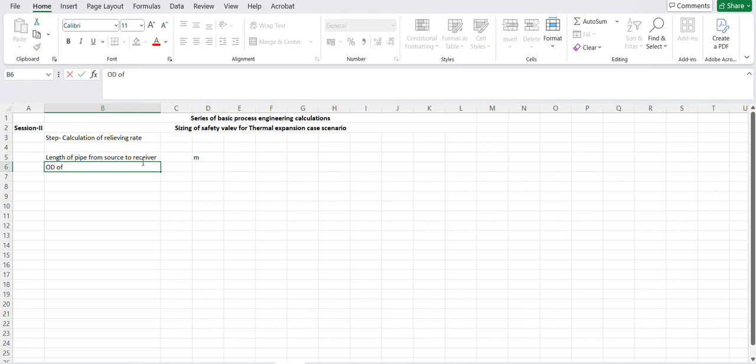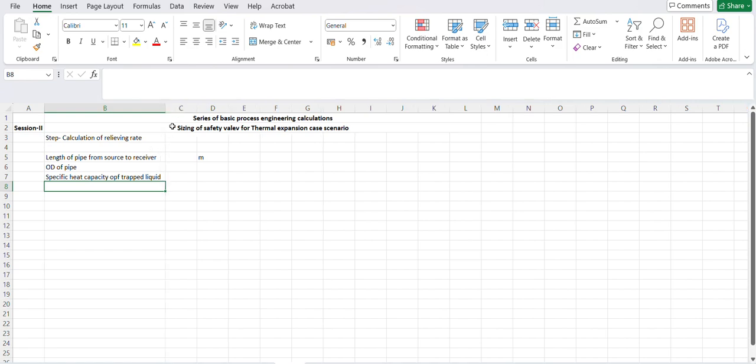Then the OD of the pipe, then we require the specific heat capacity of the trapped liquid. The liquid which is trapped inside the pipe, we need its specific heat. We considered approximately 600 to 650 meters of length. Then we considered an 80 mm line size.